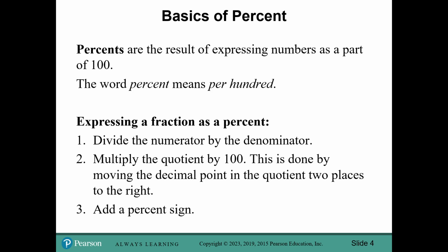Expressing a fraction as a percent. Number 1, we want to divide the numerator by the denominator. Number 2, we want to multiply the quotient received by 100. This is done by moving the decimal point in the quotient 2 places to the right. And then all we're going to do is add the percent sign for number 3.